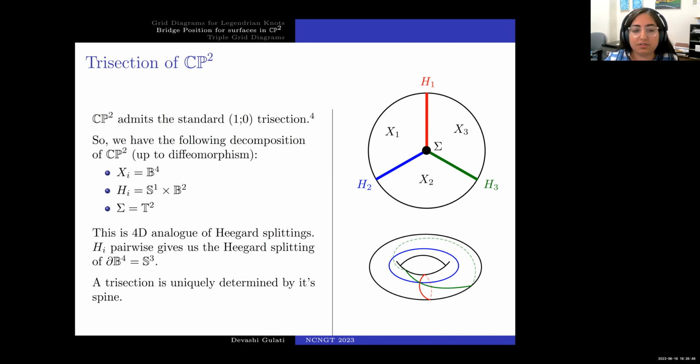Trisections are 4D analogs of Heegaard splittings. Each of these handlebodies pairwise gives us the Heegaard splitting of the boundary of B4, which is S3. A trisection is uniquely determined by its spine.